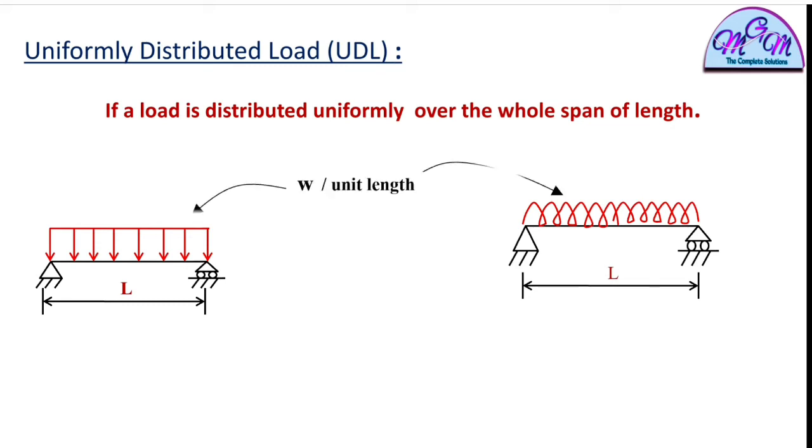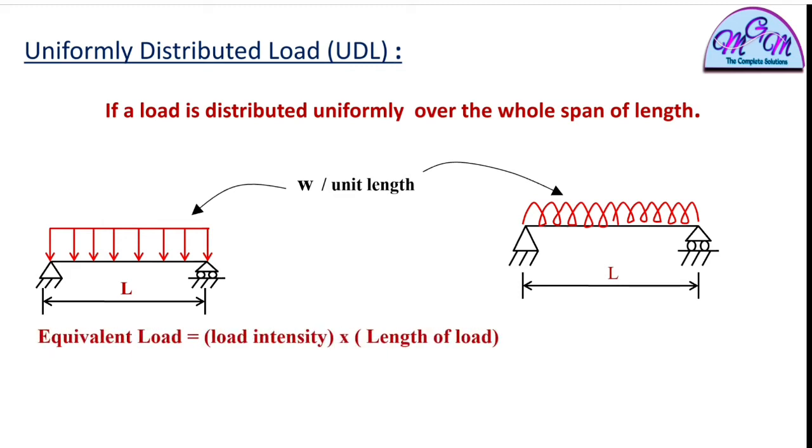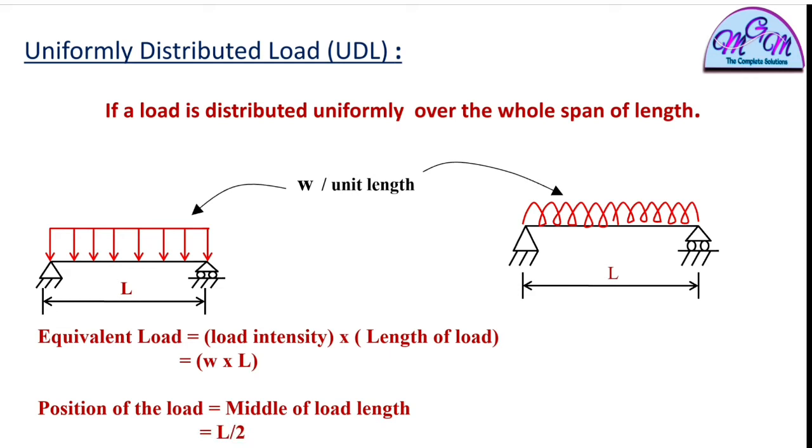Let us suppose its intensity is W per unit length. Then if you want to convert this load into a concentrated load, its equivalent load will be equal to load intensity multiplied by load length, that is W into L, and its position will be in the middle of the load length, that means L by 2. So if you convert this UDL into a concentrated load, it can be represented like this.